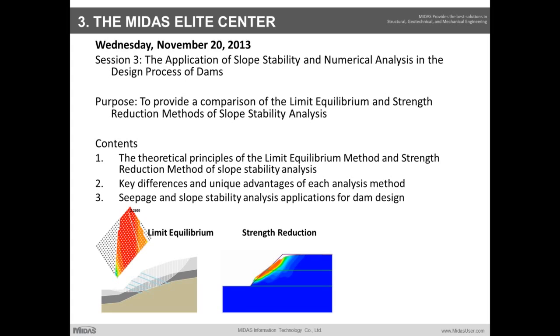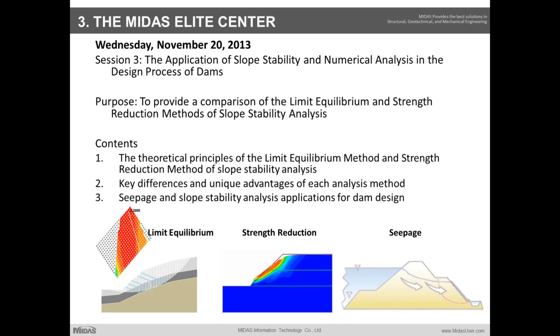So here's just a contour diagram for a displacement. That's one of the things that's really unique about the strength reduction method: you can actually calculate much more accurately the displacement that's to be expected from your slope, as well as supports themselves. So we'll talk, once again, more about that in greater detail during the session itself.